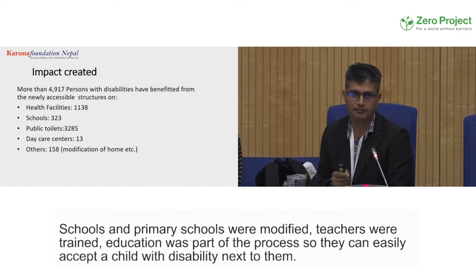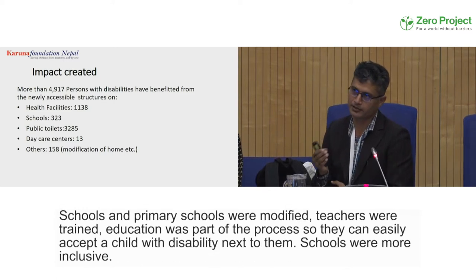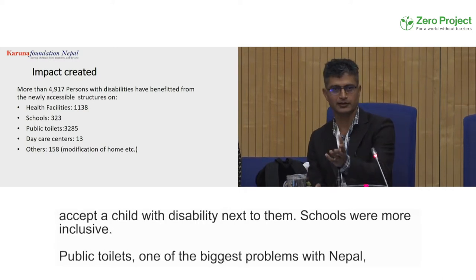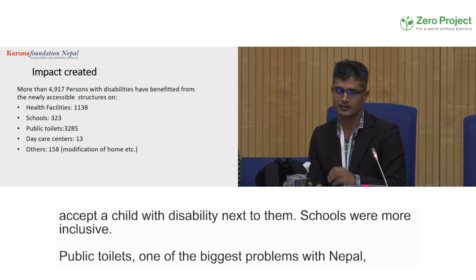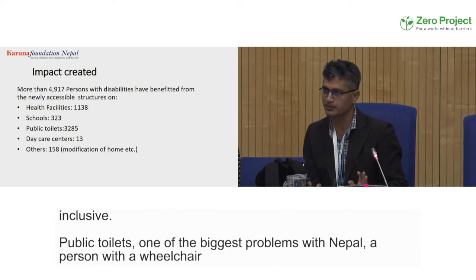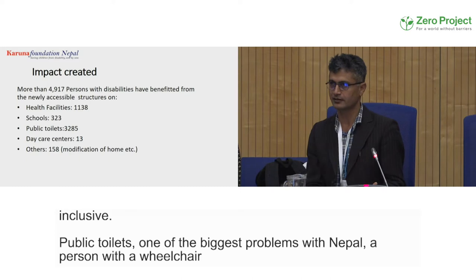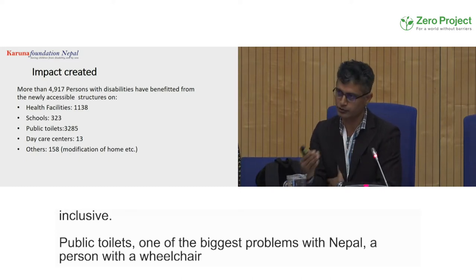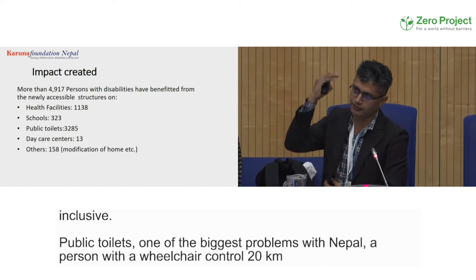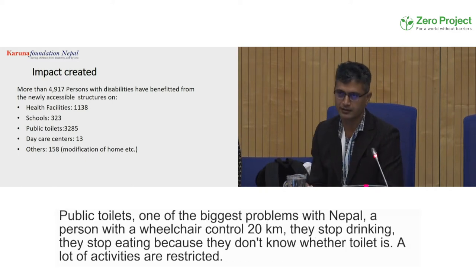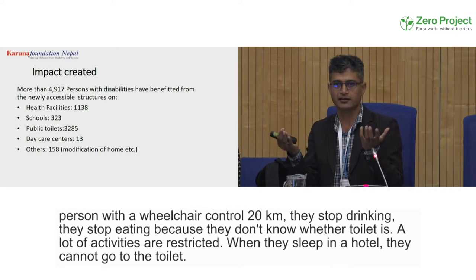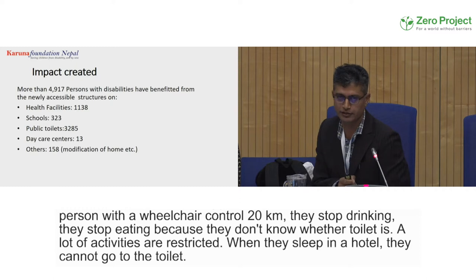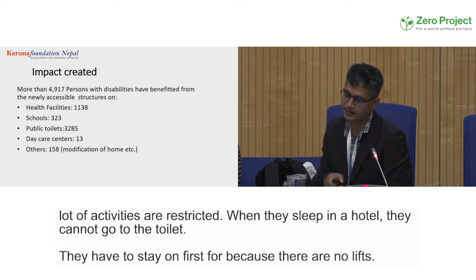Public toilets, one of the biggest challenges of Nepal. When a person in a wheelchair travels, let's say 20 kilometers, they stop drinking, they stop eating because they do not know where the toilet is. So a lot of activities are restricted. And when they sleep in a hotel, they cannot go to the first floor because there are no lifts. Somebody has to carry them in a very pathetic manner. So public toilets are a very important part of this accessibility.